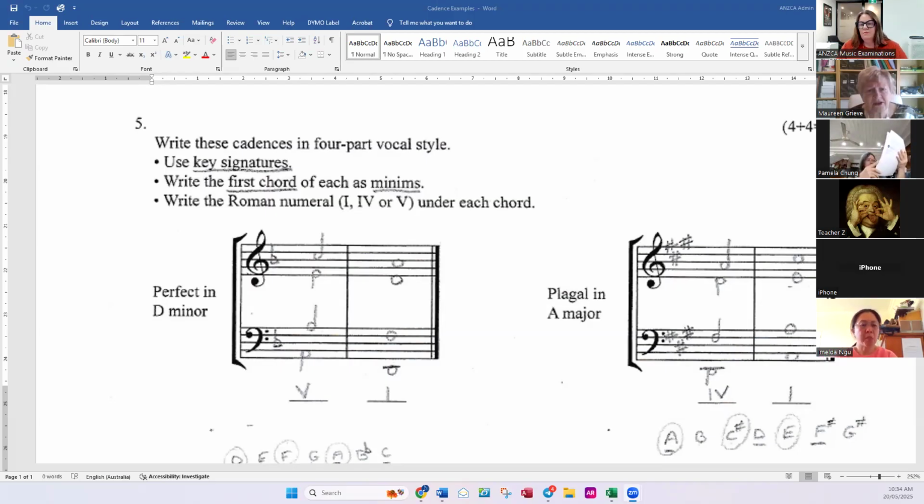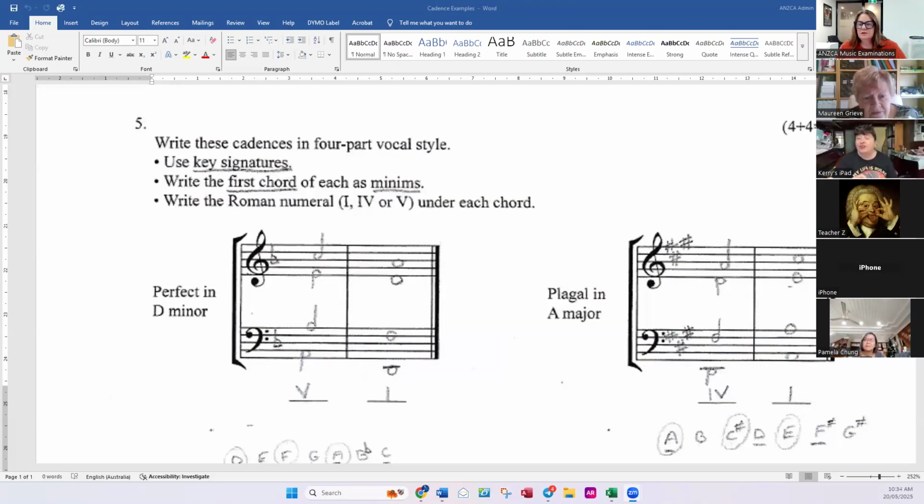Would anybody like to comment? Leading note isn't raised and it doesn't go to the tonic.